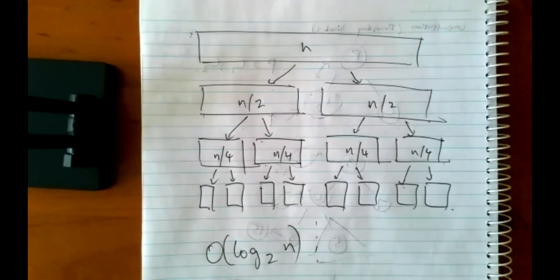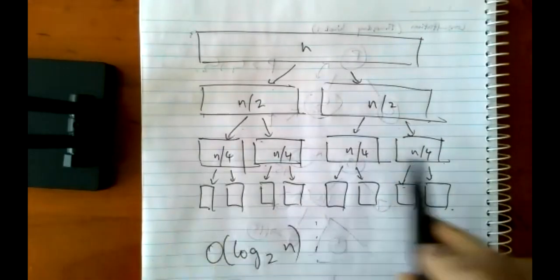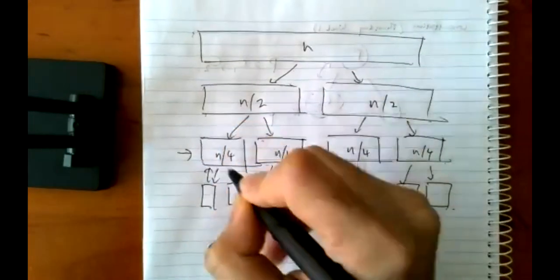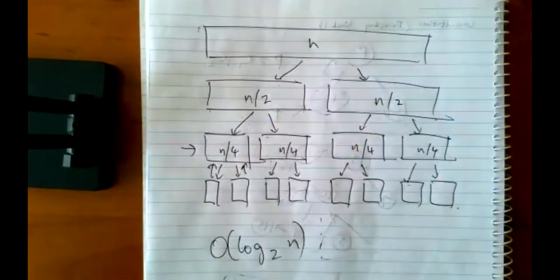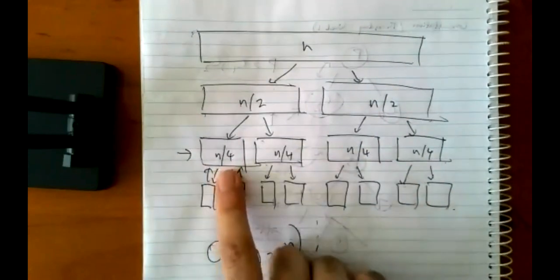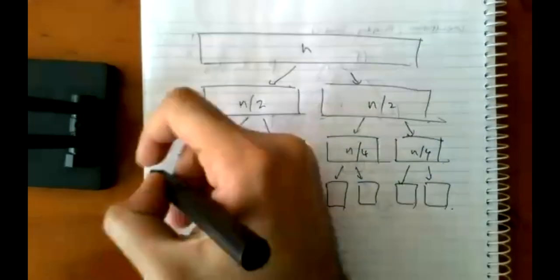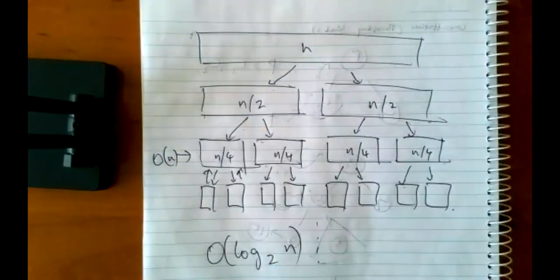So for example, in the third level, there are four subarrays each of length n over 4, and it took n over 4 time to merge their two children, right? This merge operation took about n over 4 operations because we were merging two subarrays of length n over 8. What's more, if this one takes n over 4, then so does this, so does this, so does this. And so the total work to do all the merges in the third level is order n.